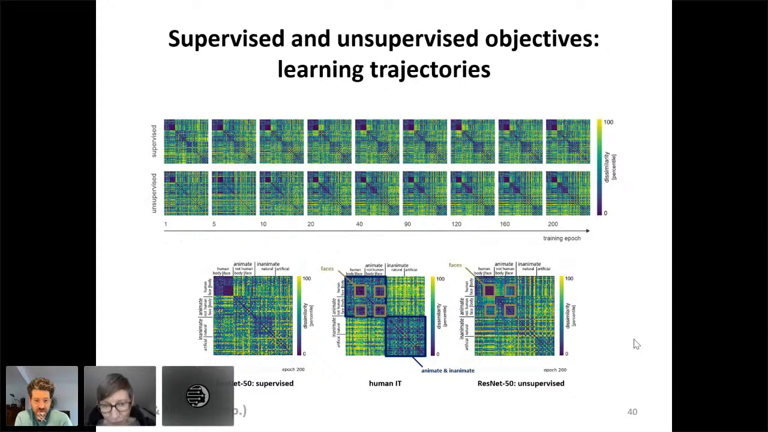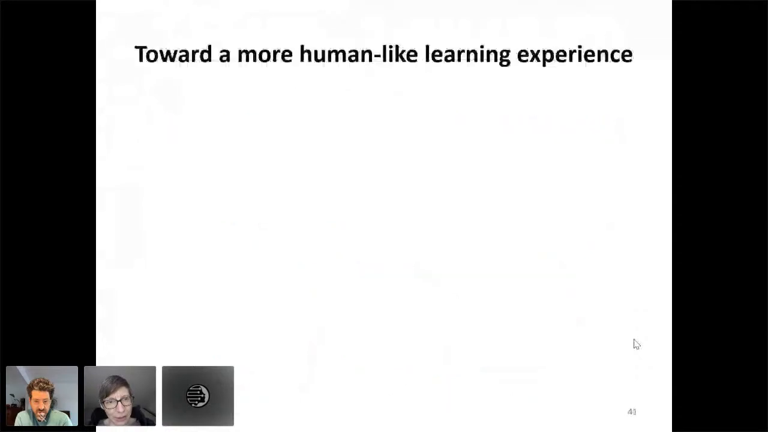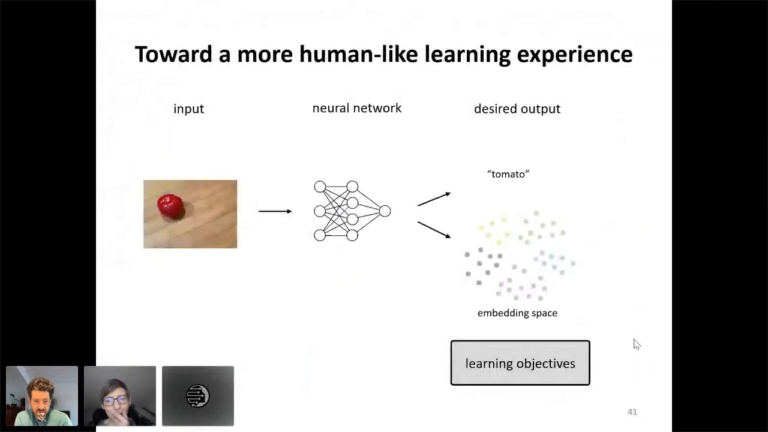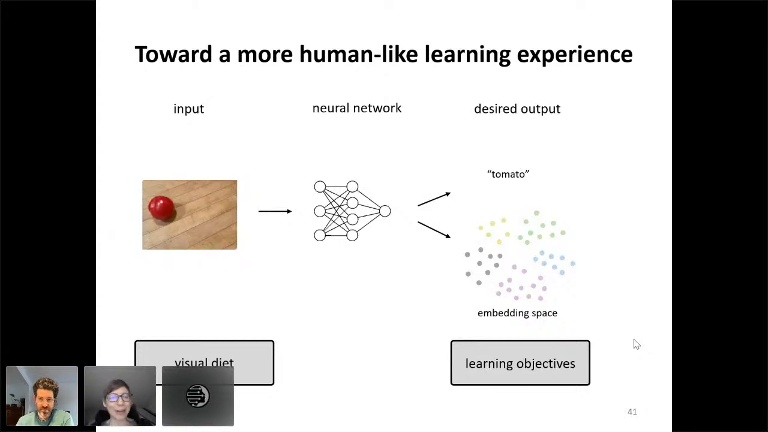So I think one of the changes that is important as well, and I'm going to show that here, is to not only look at learning objectives, but also at the input and create a more human-like visual diet. That's something we're currently working on. For example, you could imagine training on movies. If you think about animacy, that may be quite an important source of information, because animates move in different ways than inanimates. So that is certainly important in terms of combining the learning objectives and the visual diet to make both of them more human-like.